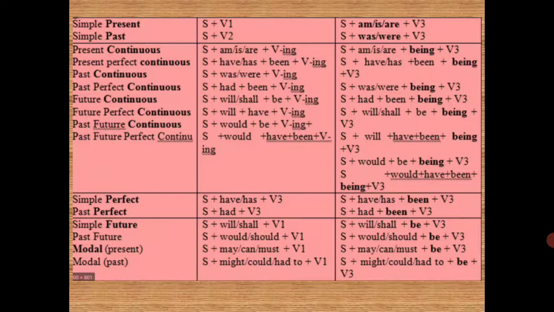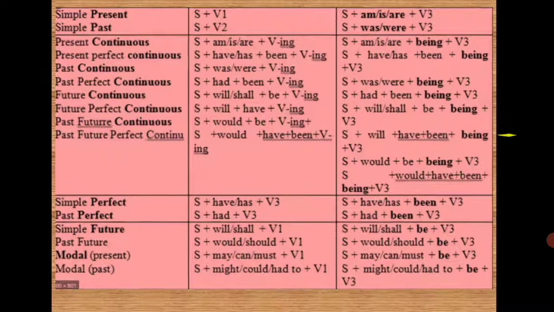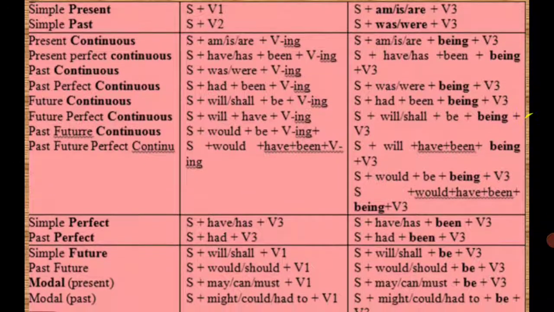In simple present, the verb is in the first form, for example, go. Go is the first form, the second form is went, and the third form, V3, is gone: go, went, gone. So do not be confused about verb 1, verb 2 and verb 3. Verb 2 is the past tense, went, and verb 3 is gone. Always in passive voice you will find the verb in the third form. So you can go through the table.